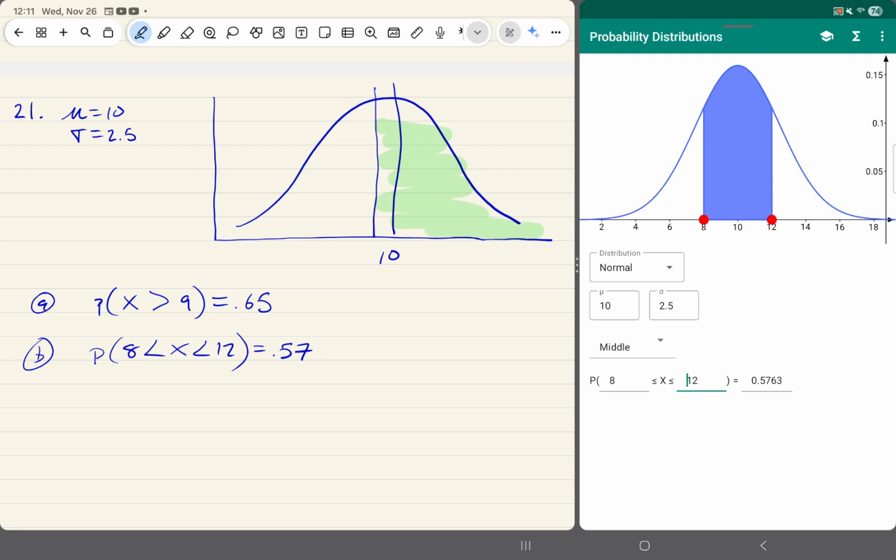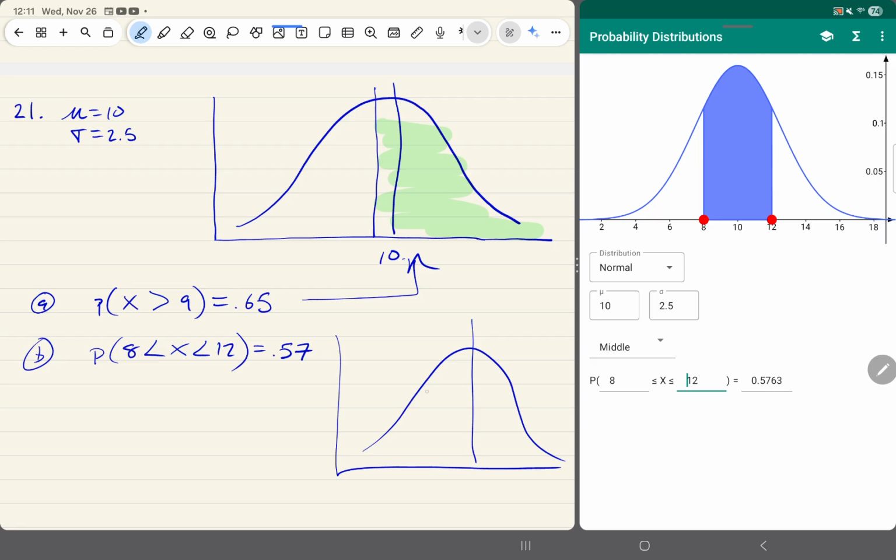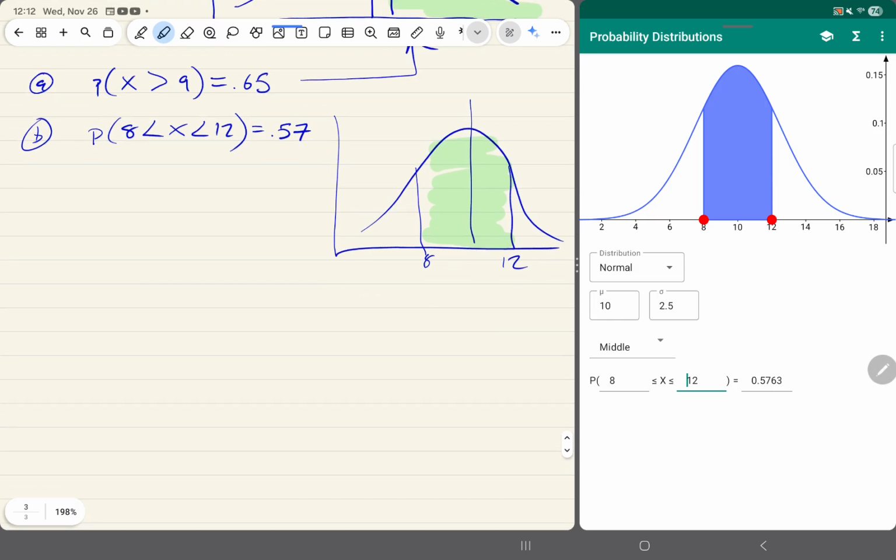And by the way, just to be clear, this graph is for this one, and let me just quickly draw a graph for the other one. That's going to be between 8 and 12, so we are in the middle area over here. And again, you'll see that my graph that I've drawn matches the graph in the distribution calculator.